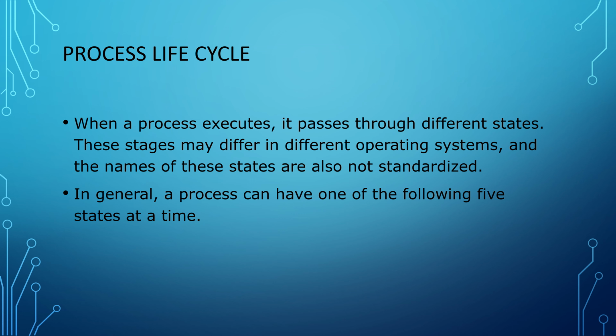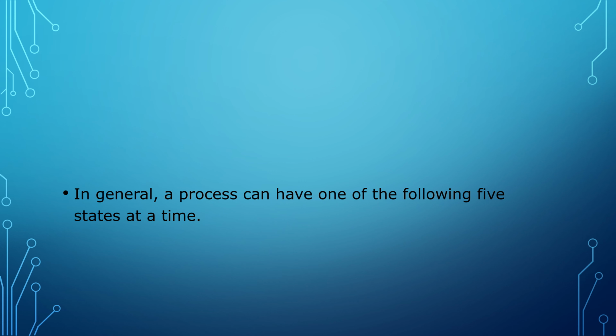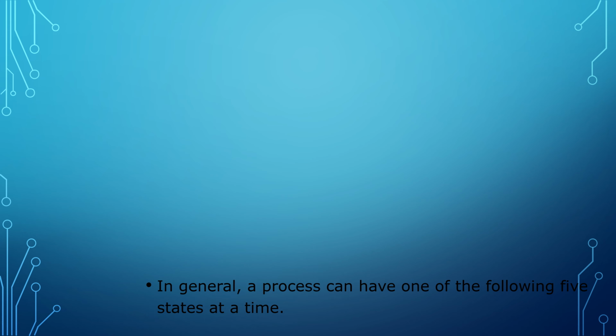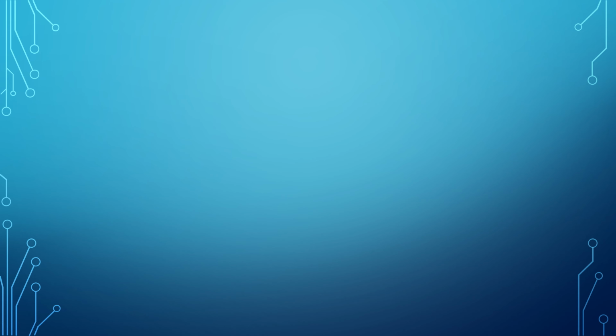Our next topic is the process life cycle. When a process executes, it passes through different states. These states may differ in different operating systems, and moreover, the names of the states are also not standardized. In general, the process can have one of the following five states at a time. Let us see the states of the process.